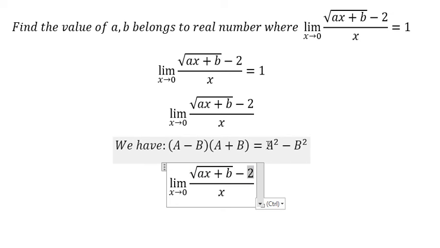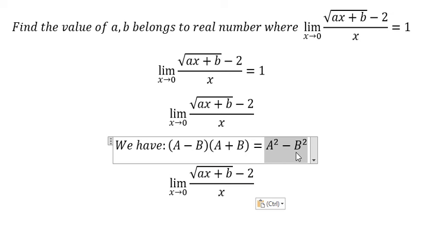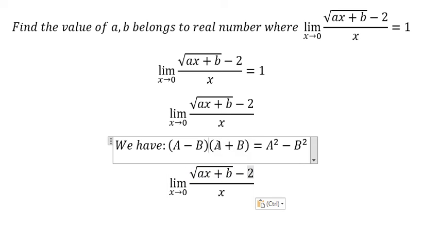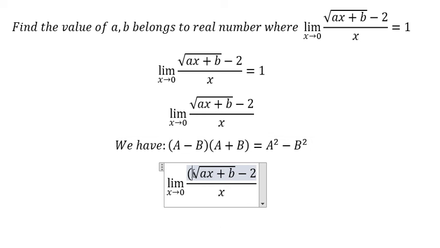We want to create about a square minus b square, but we just have only a, only b with the negative. So we need to multiply by a plus b on numerator and denominator, so to create about a square minus b square.